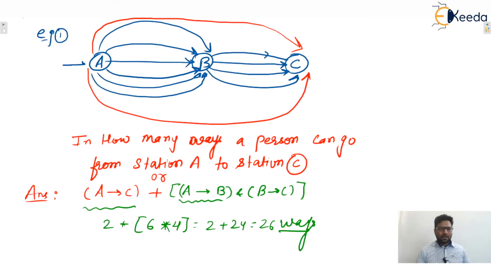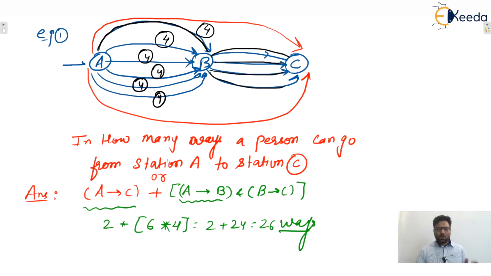Yes, you can manually count this. Let's say A to B, one path. With one path we can say that 4 possibilities are there, B to C, four paths from here. Similarly, four paths here, four from here, four from here, four here, and so on. So 6 into 4, 24, plus 2 directly from A to C. So a total of 26 ways will be there.